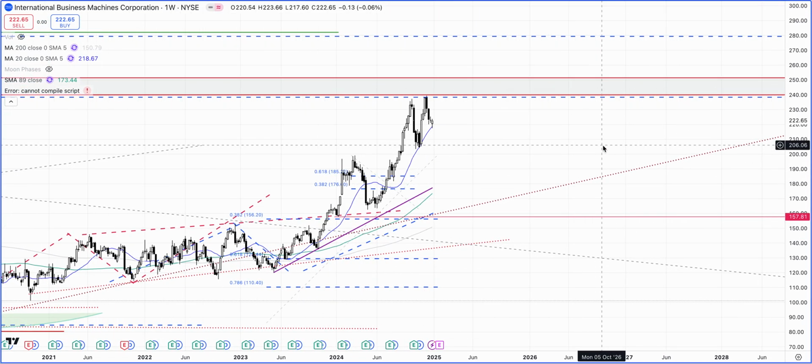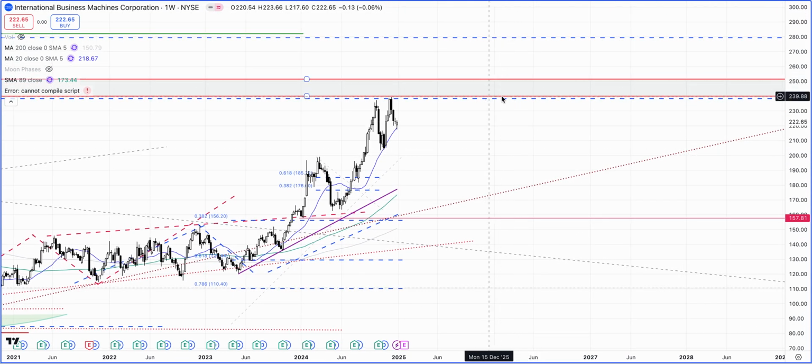So yeah, we'll just keep on watching it. Let's just hit the target by getting into this zone. Then let's take a look at AMD.